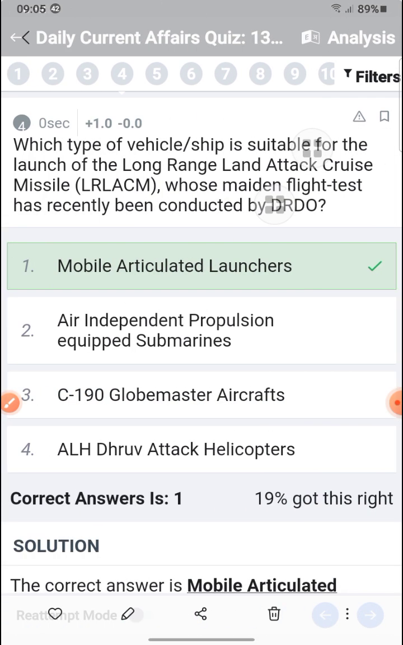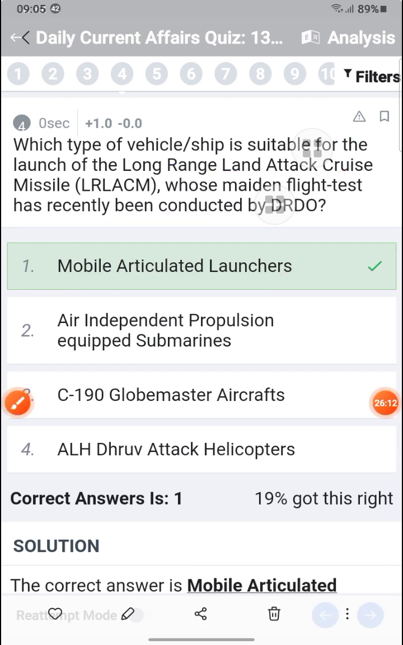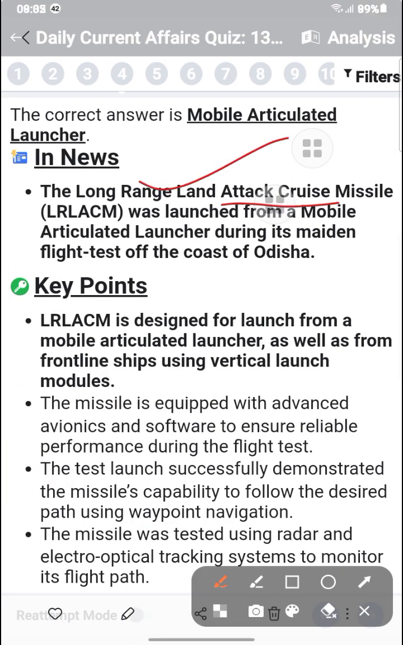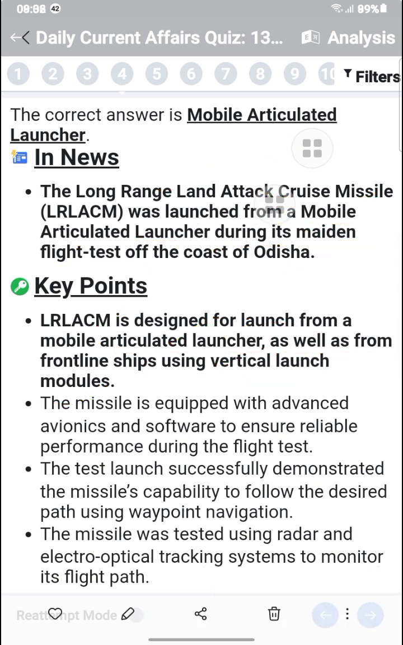Also, which type of vehicle is suitable for the long range land attack cruise missile? That was mobile articulated launchers. So the long range land attack cruise missile was launched from mobile articulated launchers in a maiden flight test off the coast of Odisha. It is designed to be launched from the articulated launcher as a frontline ship using the vertical launch module. It successfully demonstrated the missile's capability to reach the desired waypoint, and the missile was tested under the radar and electro-optical tactical system.